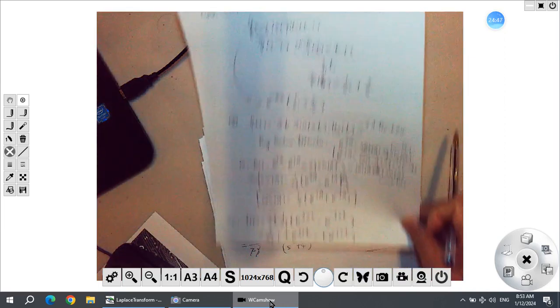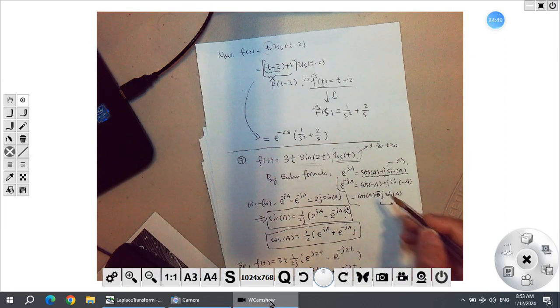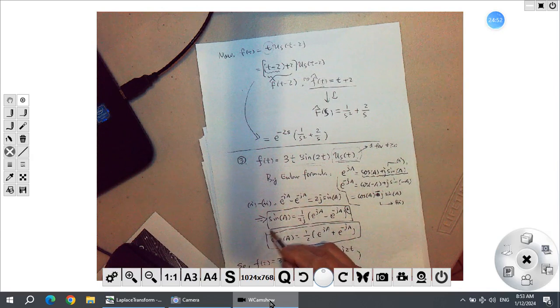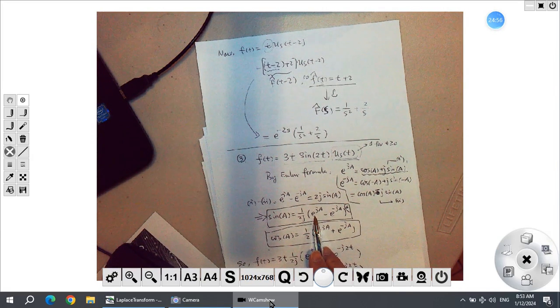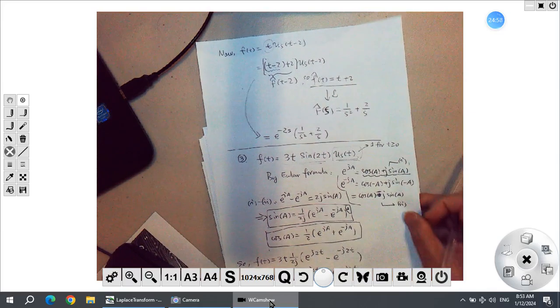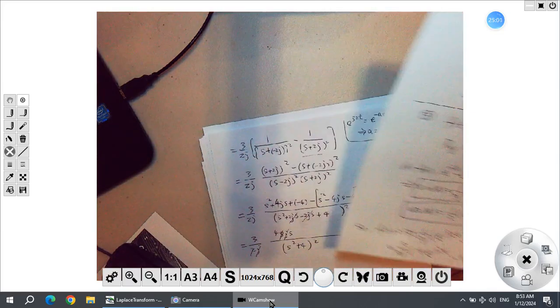Alright, here the key tool is this Euler formula, this one and this one. We can write sine or cosine in terms of exponential powers. Okay, this is an example.